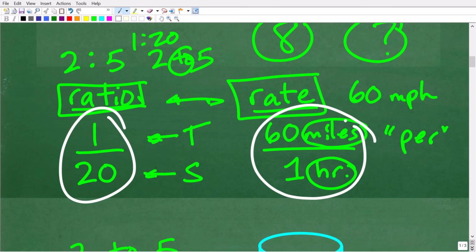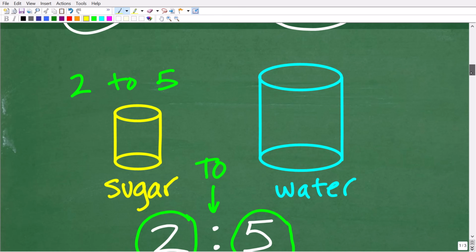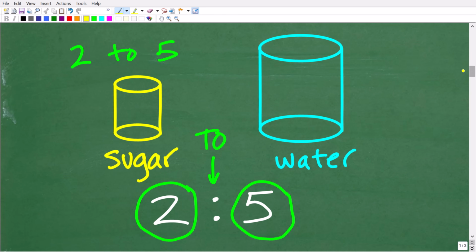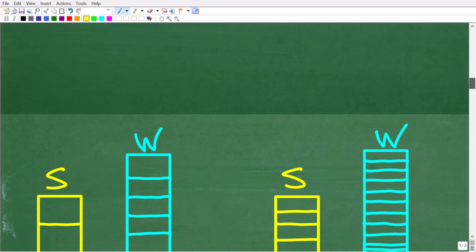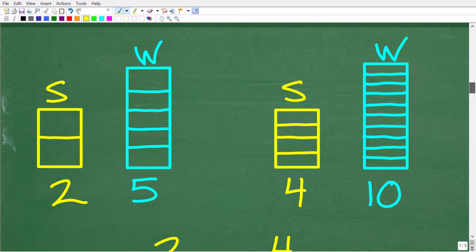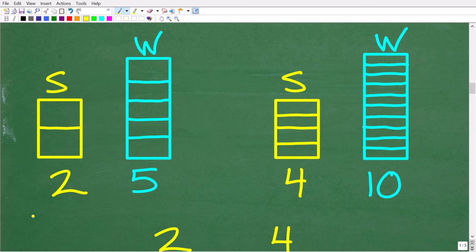Now, when you have ratios and rates, you want to be thinking about proportions, and I'll talk about that in a second. But let's go back here and look at our sugar to water. So this is 2 parts to 5 parts. Again, we are counting parts. Okay, so let's take this a step further and look at it this way. So here is kind of our ingredients, right?